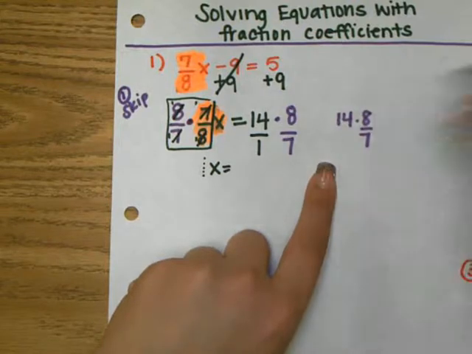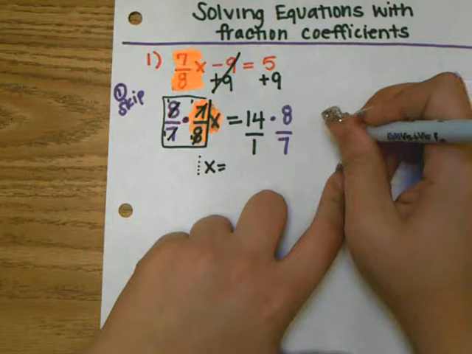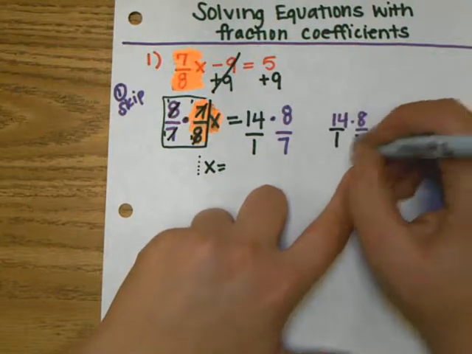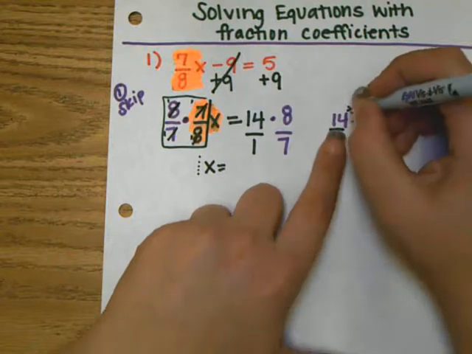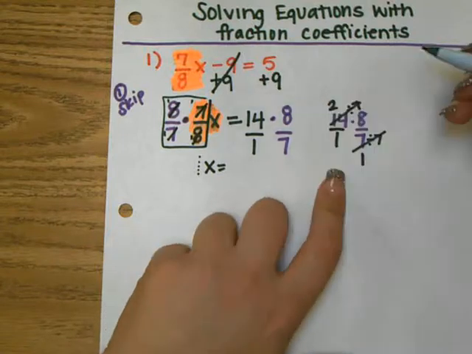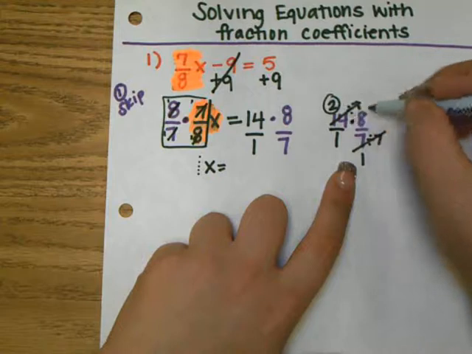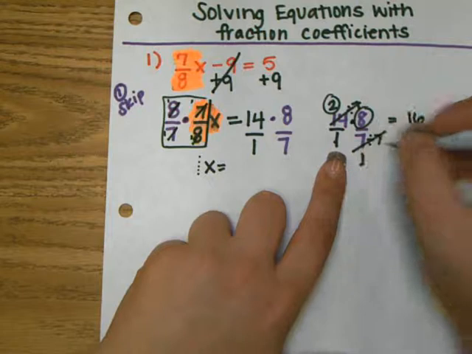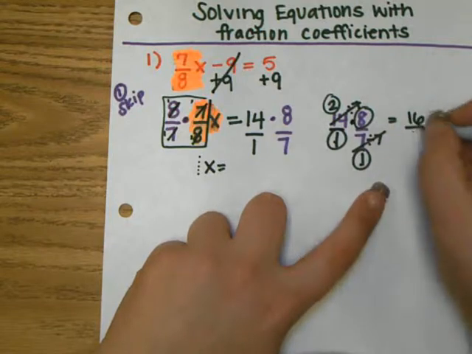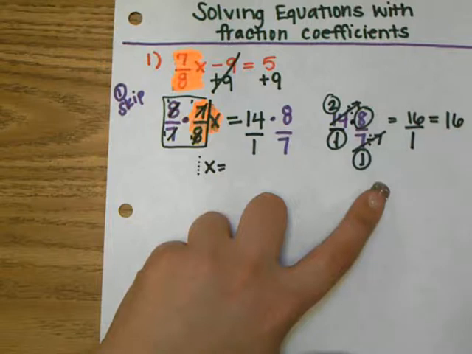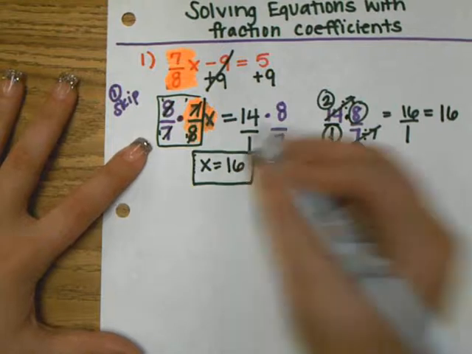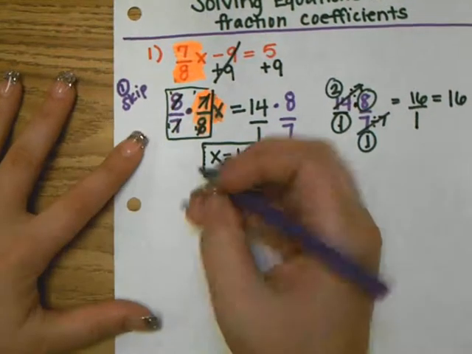So we need to multiply 14 times 8/7. So we can reduce the 14 and the 7. So 7 divided by 7, that's 1. 14 divided by 7, that's 2. So we have 2 times 8 is 16, and 1 times 1 is 1, and 16 divided by 1 is just 16. So x equals 16.